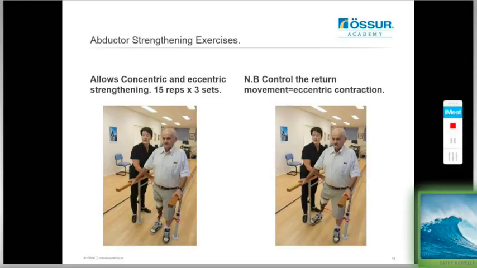Abductor strengthening exercises are pretty easy to produce. We just need a piece of TheraBand and abducting the stump and the prosthesis in between the parallel bars. Now it's a concentric contraction as we abduct the leg. The important part of this exercise really is the return journey of the leg, because if we control that against the stretch of the band, we're going to be strengthening that eccentric contraction that we really want when the patient is weight bearing. So it's a very important part of the exercise.